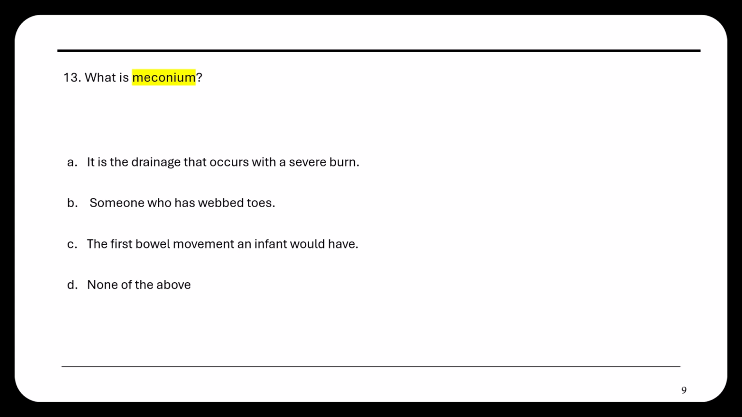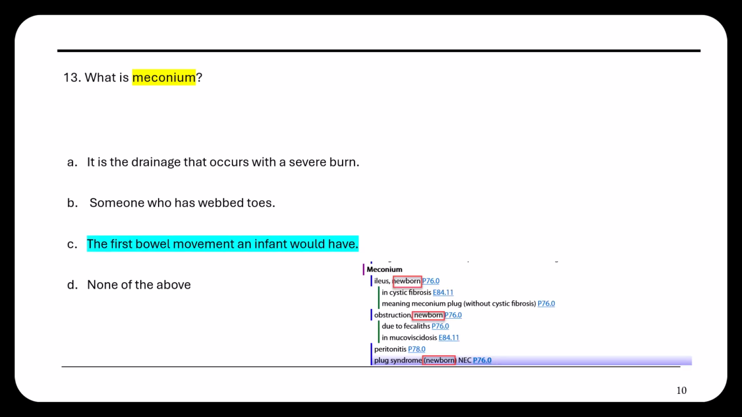So when I go into the index for the ICD-10 book, this is what I find. I have meconium. It's showing newborn, newborn, newborn. Guess what? Meconium deals with newborns. Now, do I necessarily still understand what meconium is? Well, here in this case, I could tell it's the first bowel movement an infant would have. But if I didn't, I could see the referencing all newborn. And if this is the only infant answer, that would be the answer. I hope you understand what I'm trying to say.